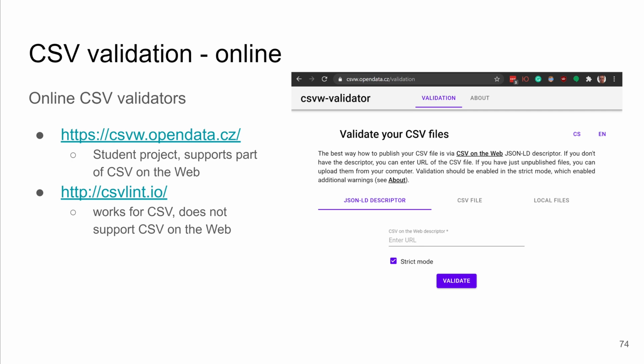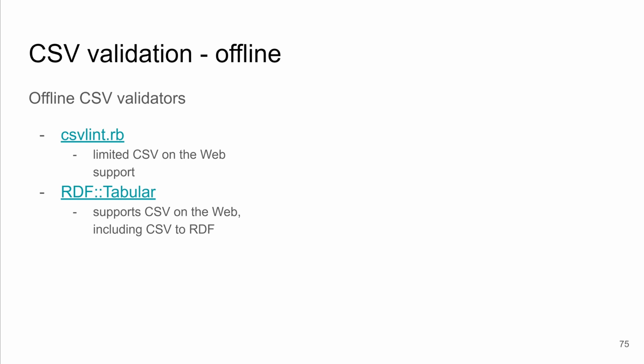Then there is CSVlint.io. This one actually validates CSV without the support for CSV on the web. So it will tell you whether your CSV file has a consistent number of columns, whether it uses Unicode encoding and so on, but it does not understand the CSV on the web standard. And those were online validators. There are also offline validators which support CSV on the web. The most complete support is in RDF tabular software, which is written in Ruby, but this one is actually working quite nicely with the CSV to RDF transformations and with the validation.